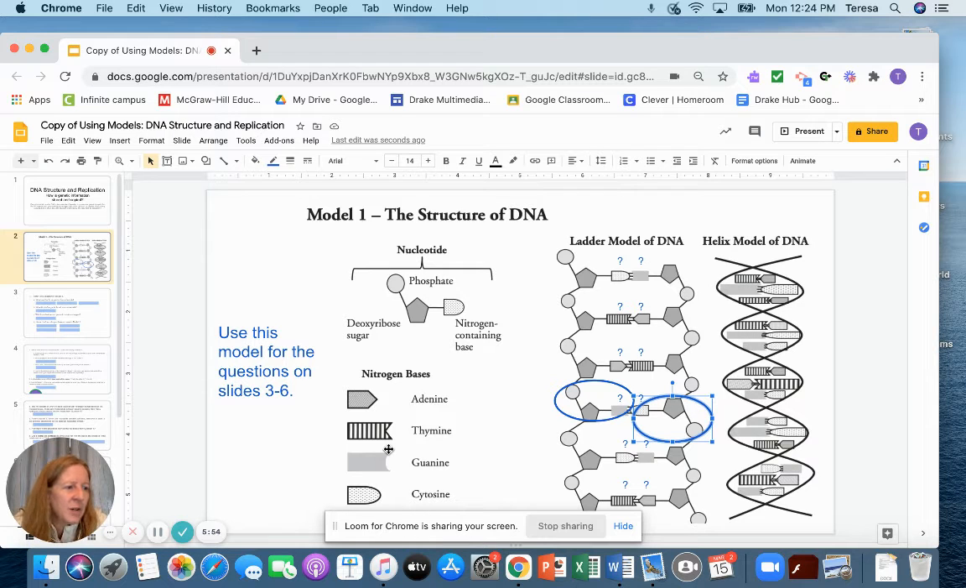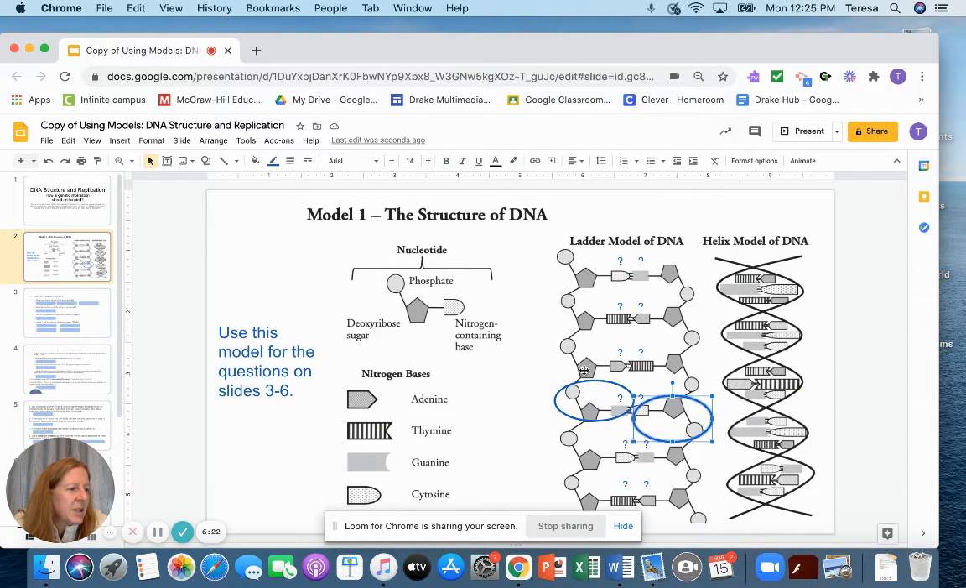Then 2C is what parts of the nucleotide make up the backbone of the ladder. Well, the backbone is the outer edge of the DNA molecule. And when I look at that outer edge of the DNA molecule on both sides, I've got phosphate, sugar, phosphate, sugar, phosphate, sugar. So we have a sugar phosphate or a phosphate sugar backbone.